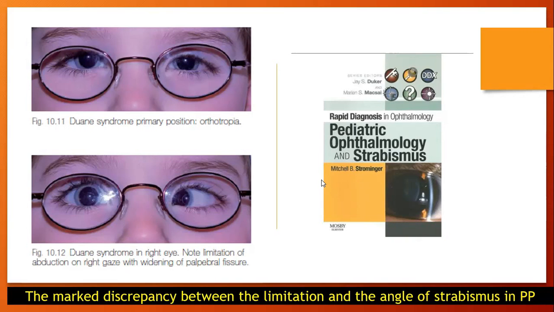So that's why some prefer to test the version by pen torch to take the advantage of Hirschberg test at the primary position. You can test the version by accommodating target, by pen, by anything. But the advantage of holding the pen torch is that you can quickly check for the primary alignment by Hirschberg test. Although it's rough, it's helpful.